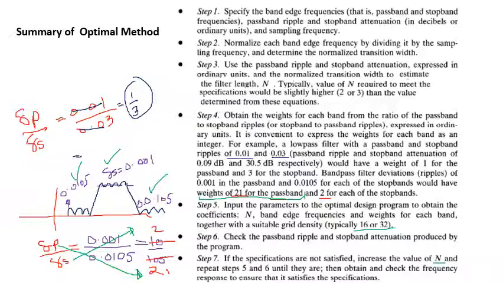Okay, so up to step 5 we input all this information and give it to the optimal design program. At step 6 we check the passband and stopband ripple attenuation produced by the program. If this is satisfied, then that's all. From here you can find the coefficients of the filter. But in case they are not satisfied, then you have to increase the number of filter coefficients and redo these steps. So I hope this gives you the idea.